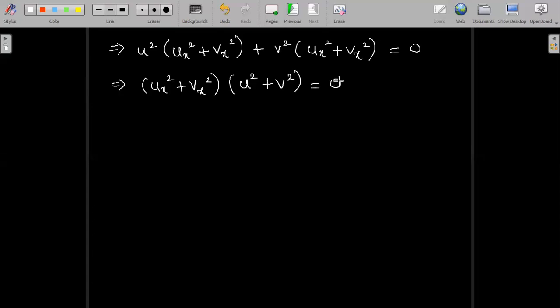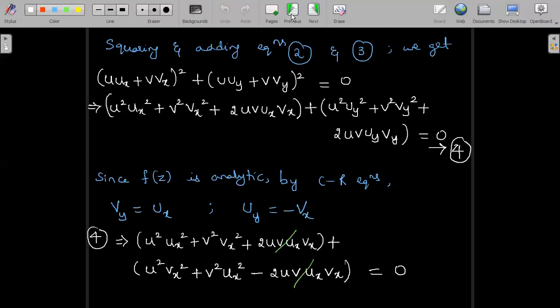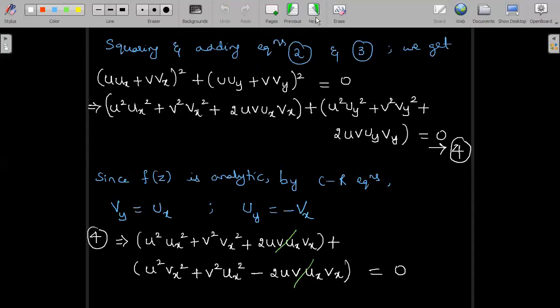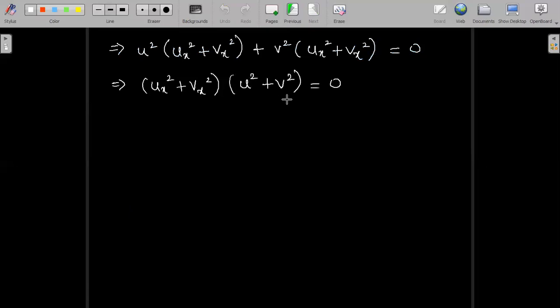But what do we know about u square plus v square? Let me show it to you in the previous page. We know that u square plus v square is equal to c square. U square plus v square is not equal to 0. We can conclude using equation 1. It is equal to some constant value. It is not equal to 0. So since u square plus v square is not equal to 0, we must have the derivative ux square plus vx square equated to 0. Correct?